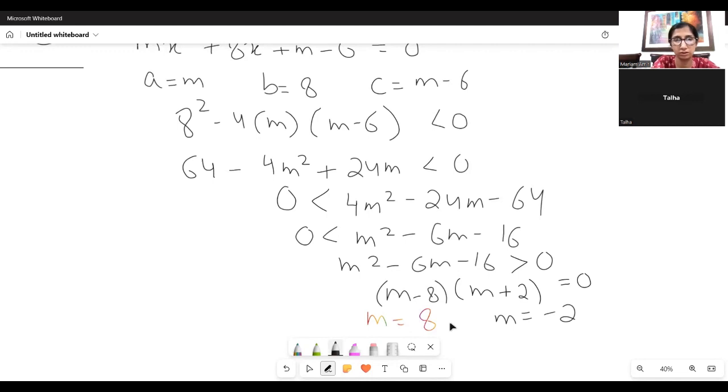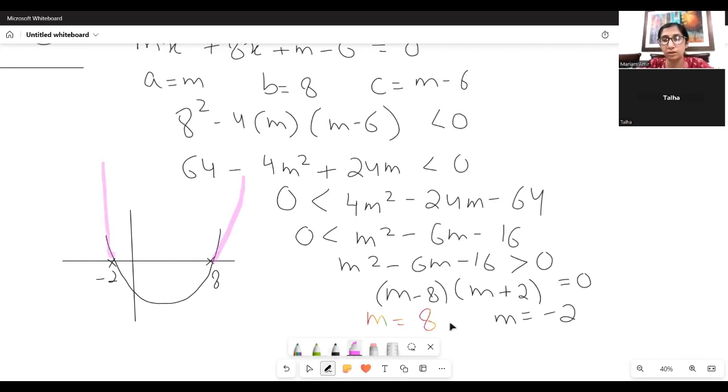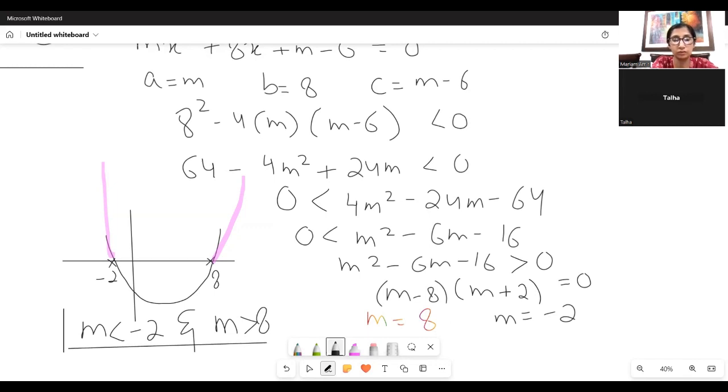Now let's sketch it. -2 would be here, 8 would be here. The curve would look like this. And again, it says greater than 0. So greater than 0 means this region and this region. Can you now give me the final answers in terms of m? Miss, m is greater than 8 or m is smaller than -2. Yes, very good. m is less than -2. So these are the two sets of values of m for question number 3.